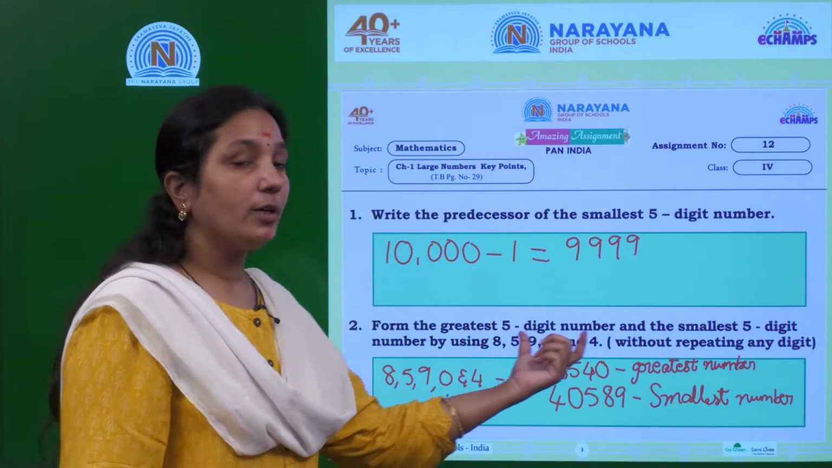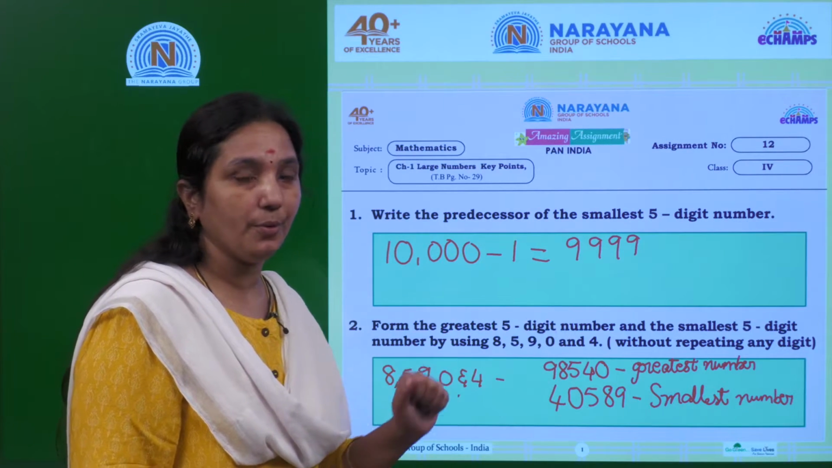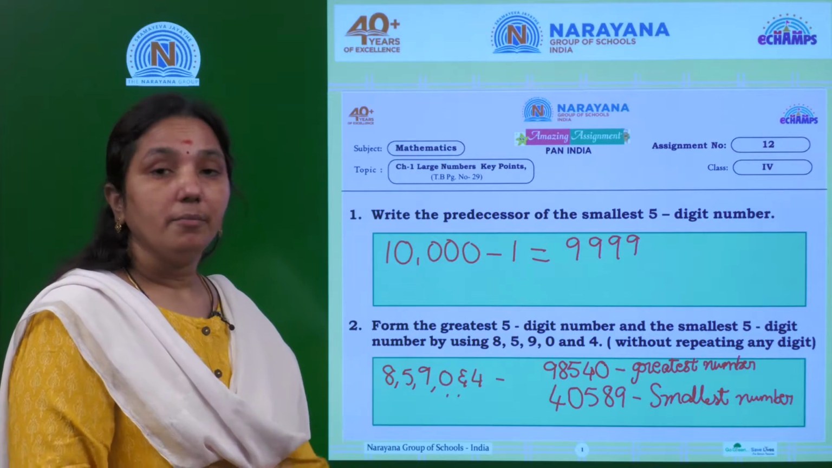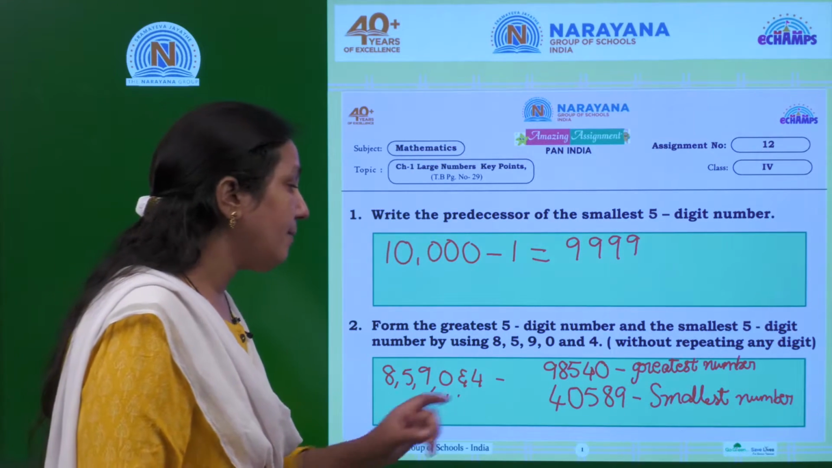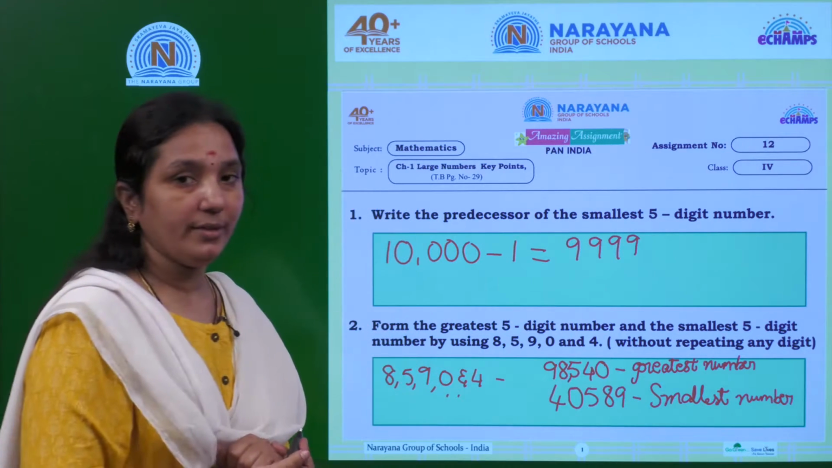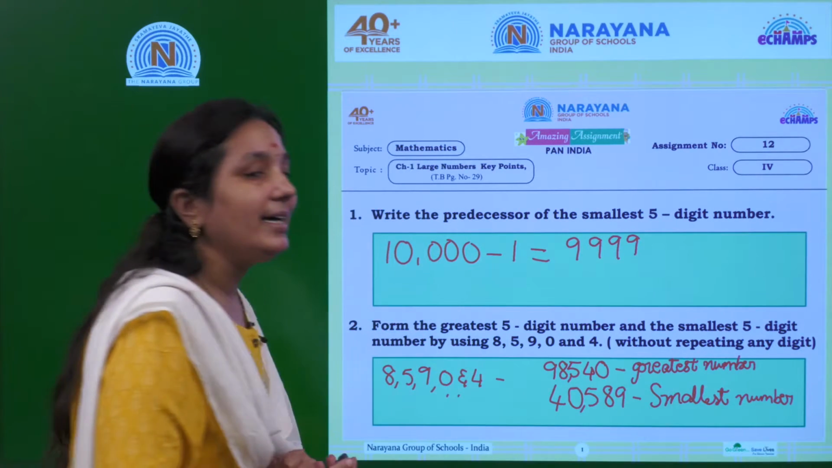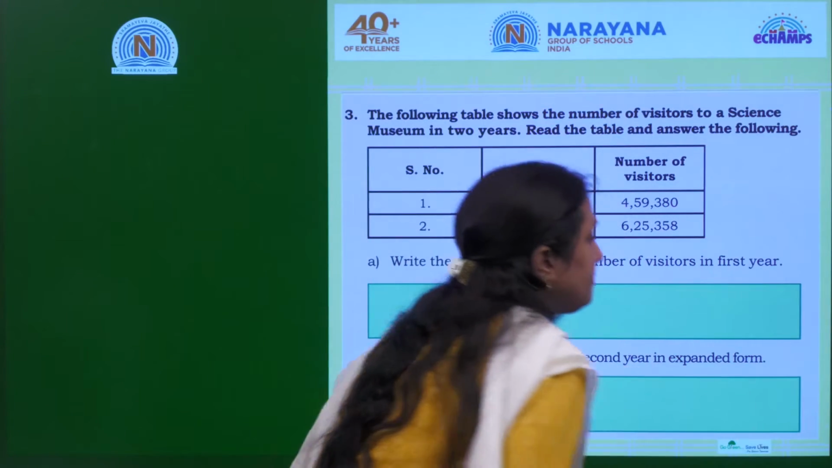So, here what are the given 5 digits? 8, 5, 9, 0 and 4. From that we make the greatest number and the smallest number. The greatest number is 98,540 and the smallest number is 40,589.